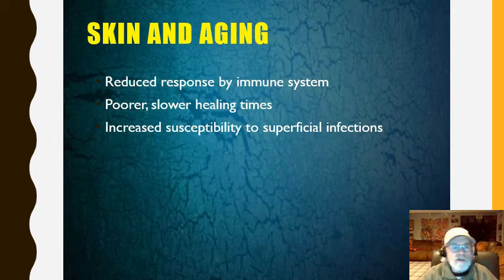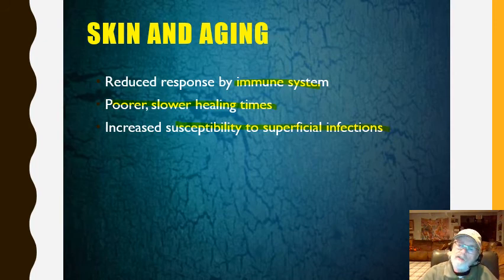Also, one other thing I should mention about skin and aging is the immune system is decreased as you get older. As you get older, your immune system's not nearly as good as it was before. As a result, older individuals have poorer, slower healing times. If they have a wound, it's going to take longer to heal, okay? Also, there's the increased susceptibility to superficial infections, which if you've worked in a nursing home and stuff like that, you'll recognize is not an uncommon problem.